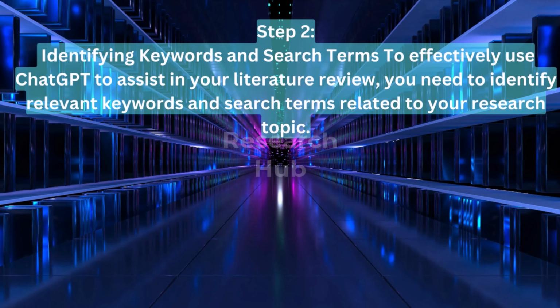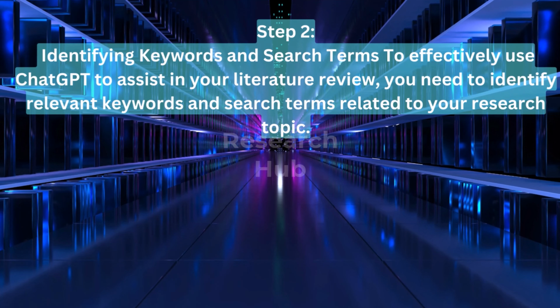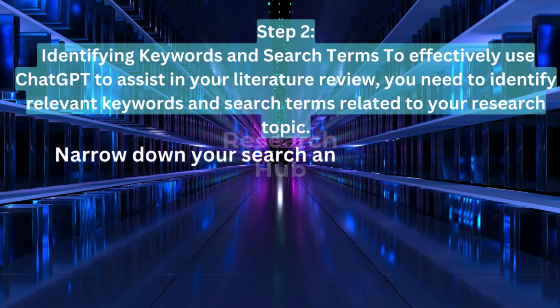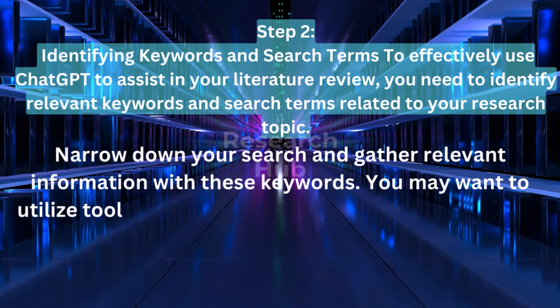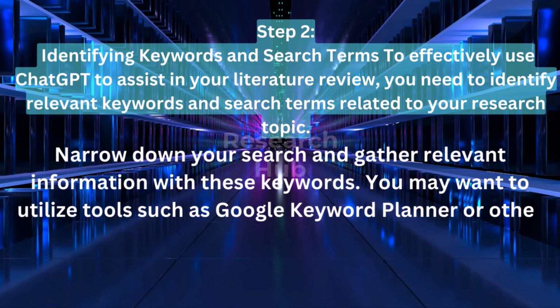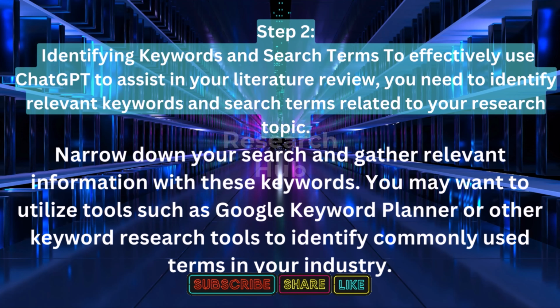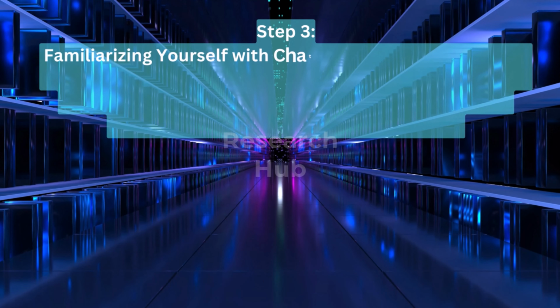Step 2. Identifying keywords and search terms. To effectively use ChatGPT to assist in your literature review, you need to identify relevant keywords and search terms related to your research topic. Narrow down your search and collect relevant information with the help of these key terms. Utilize resources such as Google Keyword Planner or similar tools for keyword research to identify commonly utilized terms in your industry.